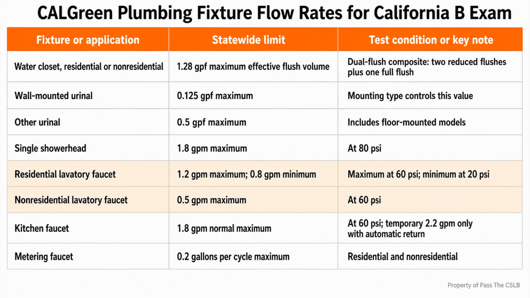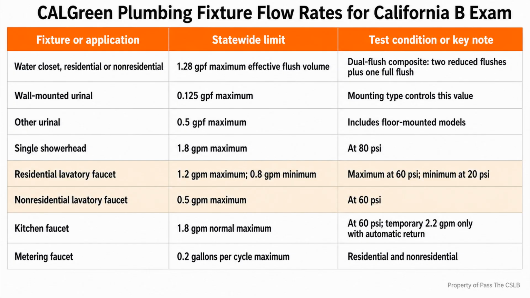The same kind of distinction appears with urinals. The Civil Code definition identifies a urinal using more than 1 gallon per flush as non-compliant. The current new installation ceilings are far lower, 0.125 for a wall-mounted urinal and 0.5 for other urinals. I do not carry the old fixture trigger into the new fixture purchase decision.